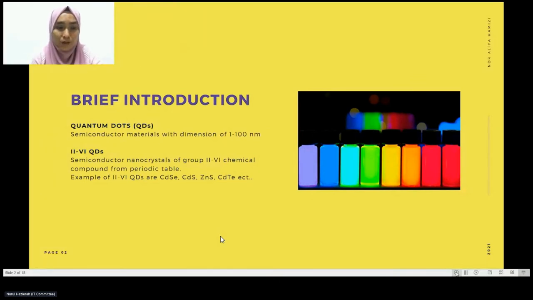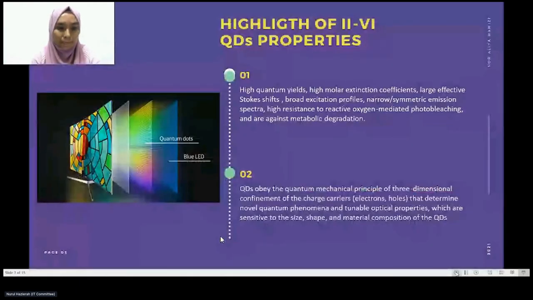Now, 2-6 quantum dot is defined as a semiconductor nanocrystal that is sampled from group 2 and group 6 chemical compounds from the periodic table. An example of 2-6 quantum dot is cadmium selenide quantum dot. Cadmium is from group 2, and selenium is a chalcogenide, which is from group 6. So, let me highlight the 2-6 quantum dot properties, why it's so promising for optoelectronic and LED applications.